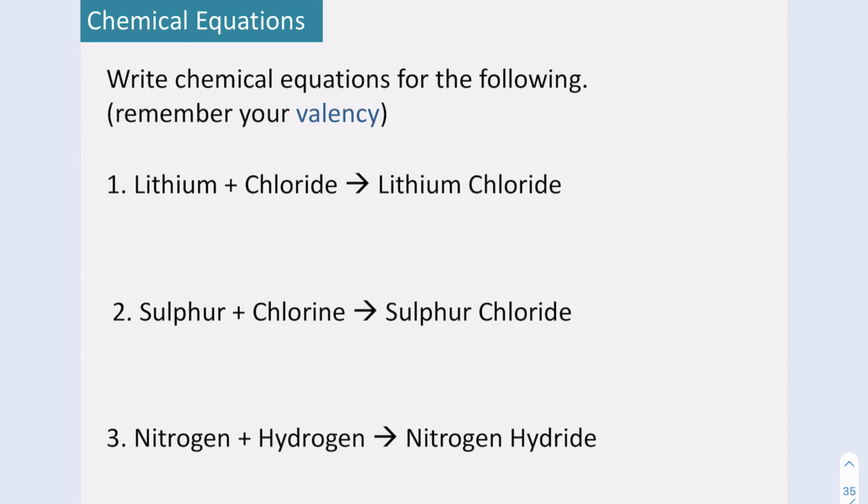So lithium, you'd go to your data book and lithium would be Li. Chlorine, again, is one of our diatomic molecules, so you'd write Cl2. And then lithium chloride, if you want to pop it at the side, lithium's got a valency of 1, chlorine's got a valency of 1. Swap them over, drop them down, it would just be LiCl. Feel free to again have a go at the other two, just for some practice.